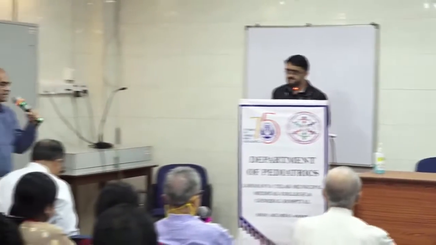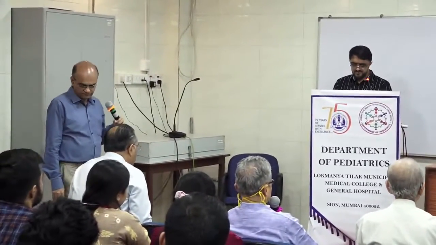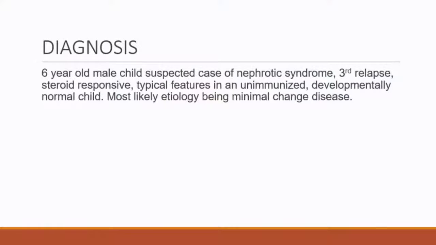Okay, so now what's your final diagnosis? Final diagnosis: 6-year-old male child with suspected case of nephrotic syndrome, third relapse, steroid responsive, typical features in an unimmunized, developmentally normal child, most likely etiology being minimal change disease.